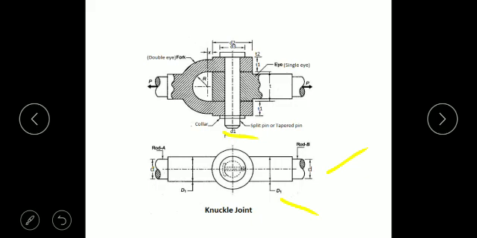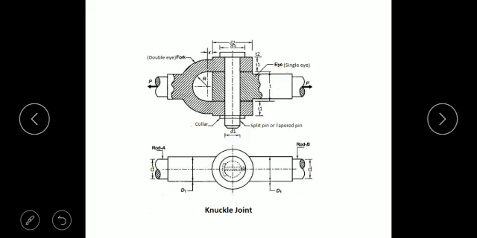So these different notations we are going to use for the design of this knuckle joint. As I already told, different books use different notations, so you have to make changes in the formulas for the different stresses.